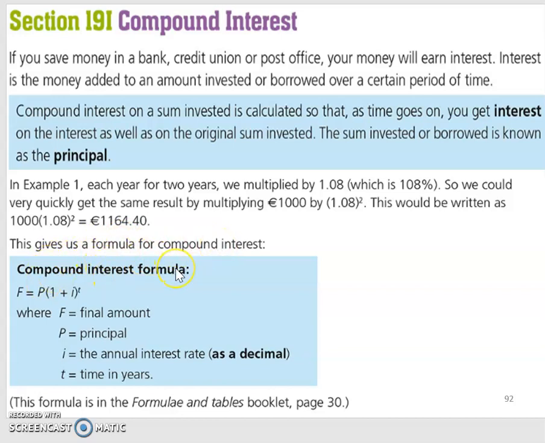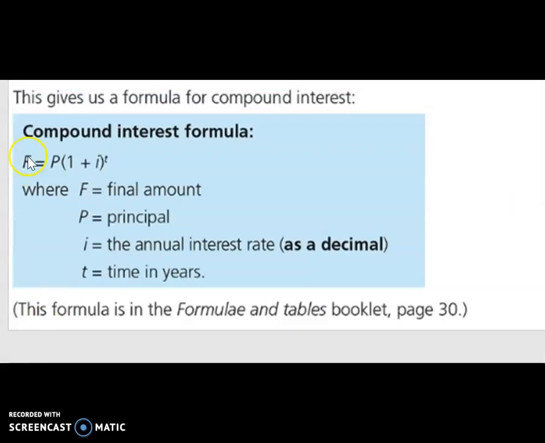So this gives us a formula for compound interest. The compound interest formula is F equals P multiplied by 1 plus I to the power of T, where F stands for the final amount, P stands for the principal, the amount of money invested or borrowed, I stands for the annual interest rate, and we usually change it into a decimal because it's given as a percentage. And T stands for the time in years, so the power is the number of years. This formula is in the formulae and tables booklet on page 30.